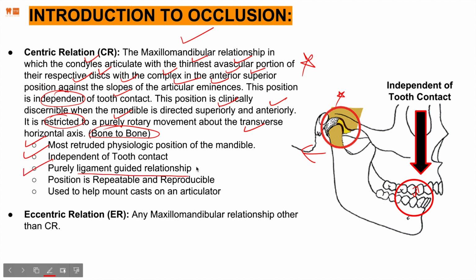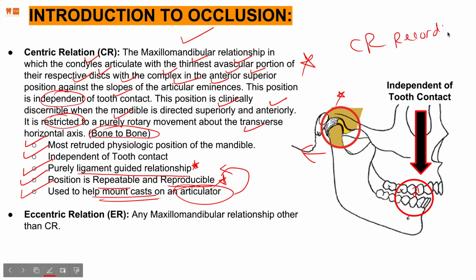So this could be a question in an exam. What type of a relationship is purely ligament guided? It would be centric relation. This position is repeatable and reproducible. That's why it's important, because every time that we need to put somebody's teeth or casts on an articulator, we have to get the patient's record in centric relation. So that's why we call it CR records.